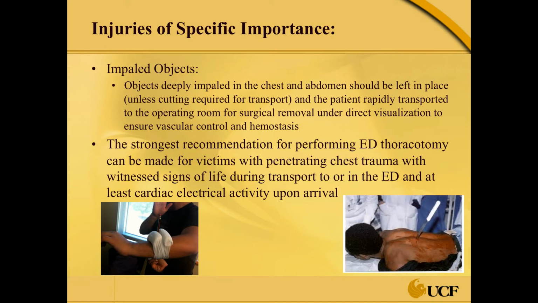Impaled objects. Here's a couple pretty pictures for you. Objects that are deeply impaled in the chest and abdomen should be left in place, and the patient rapidly transported to the OR for surgical removal under direct visualization. And we do that because if you were to pull out the penetrating object yourself, or if emergency workers were to do that, then the patient could bleed. Some of these injuries can actually tamponade off a major vessel, and if you pull the item out, you'll either relacerate the vessel or remove the tamponade and the patient will start hemorrhaging. So leave them in place.